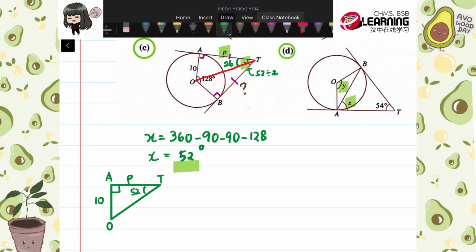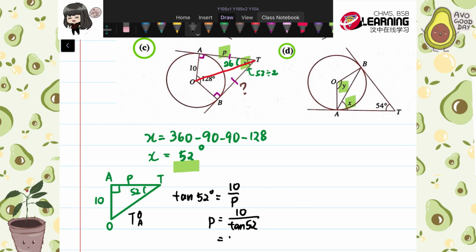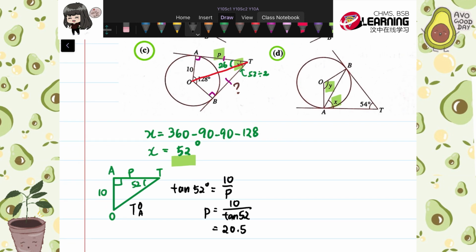So I'm going to use tan. Tan, TOA, I'm using TOA, T-O-A. So tan 26 degrees equals 10 over p. So my p is 10 divided by tan 26, and I get 20.5. 20.5 cm, or 20.5 units also can. So my length of p is 20.5. So that's all for C.